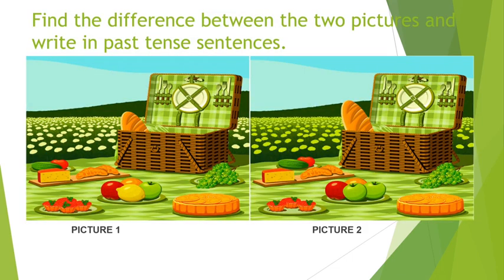Having learned the use of was and were, let's find the difference between these two pictures and write in past tense sentences. Let's see how we can frame past tense sentences using was and were. Was will be used with a singular subject and were will be used for a plural subject. Remember that. Keeping that in mind, you have to compare these two pictures. You have to keep this picture for your past tense reference.